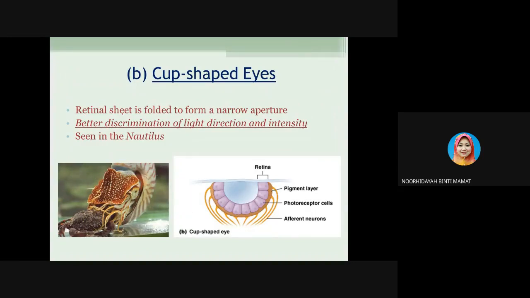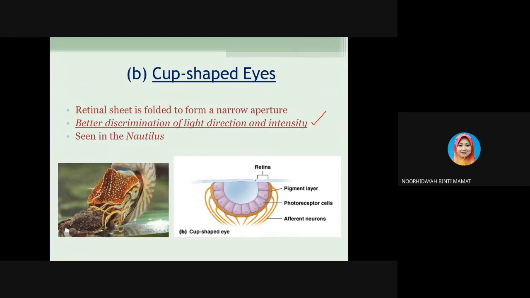The second structure of the eyes is the cup-shaped eyes. The retina sheet is folded to form a narrow aperture, so there is better discrimination of light direction and intensity. These are the functions. Normally you can see them in the nautilus.